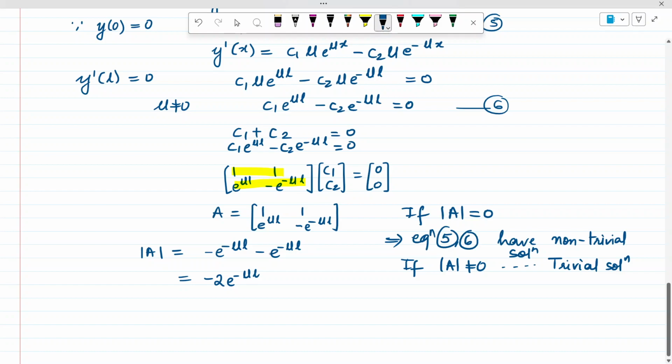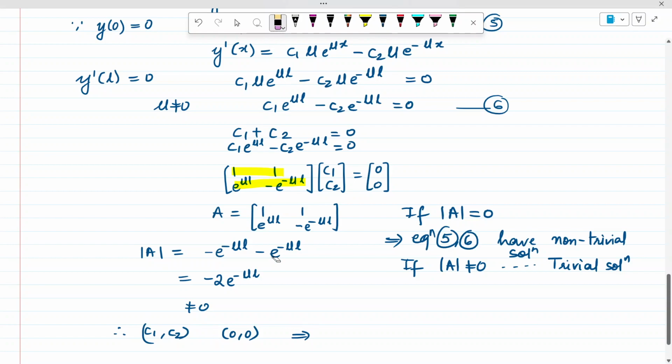Now this is an exponential graph. Does an exponential ever become 0? This never becomes 0, so this is never going to be 0. This implies that C1 and C2 together will not be 0, 0. So only the trivial solution exists.